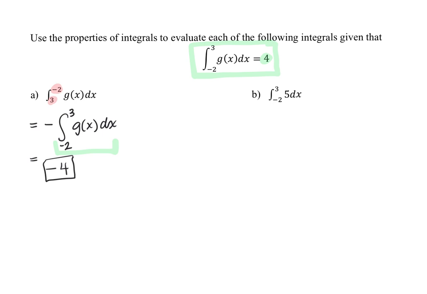Part B, we're integrating from -2 to 3, so the limits of integration are in the right places, but we are integrating 5. So this actually doesn't have anything to do with the integral of g of x that we were given because we're integrating a constant.